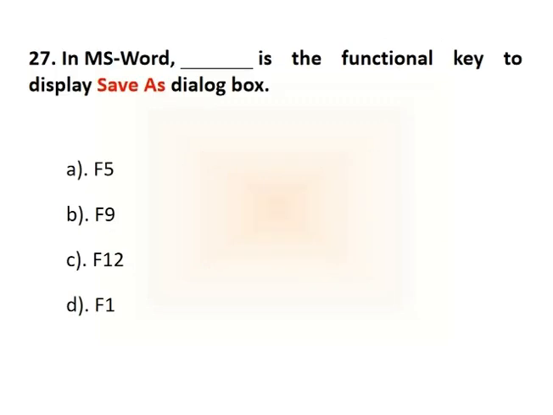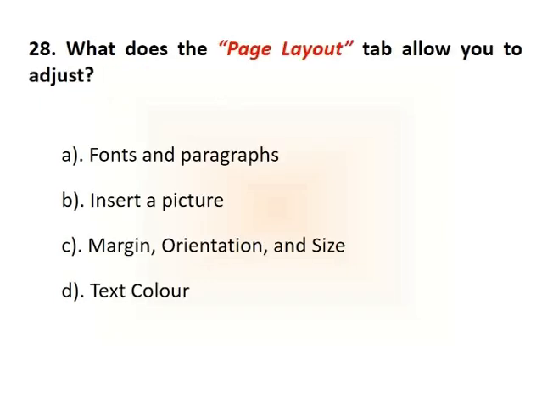In Word, dash is the function key to display the Save As dialog box. Option number C, F12. What does the Page Layout tab allow you to adjust? Option number C, margin, orientation, and size.